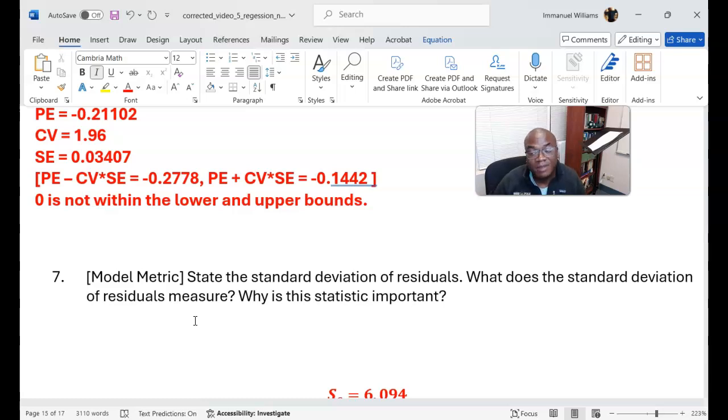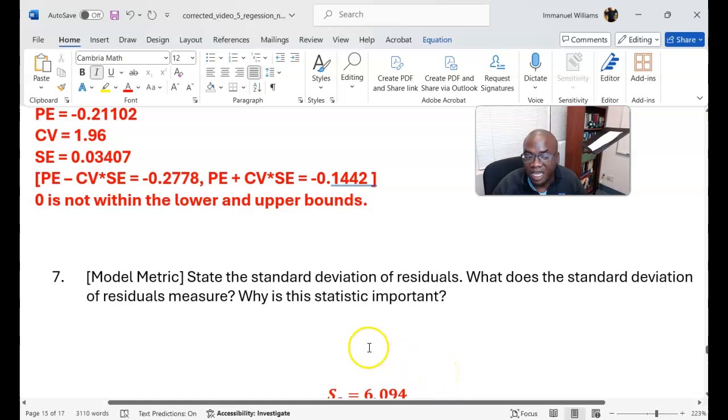Another way of saying the same exact thing is how far does each point deviate from the regression equation? In simple linear regression, you would have said regression line. I didn't mention this, but it works the same logic. How far does each point deviate from the regression line on average? And why this is important, because it tells us how well the model performed.